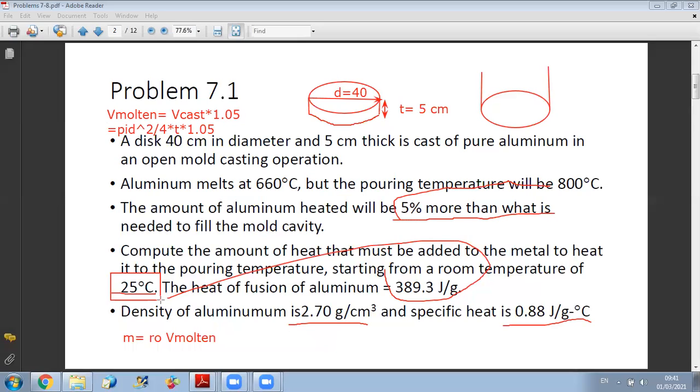So in the melting process, we have several steps. First we should increase the temperature from 25 to the melting temperature. So as a first step, I should increase the temperature from 25 to 660. Once I reach the melting temperature, I will have a change of phase from a solid to liquid. So in this phase, heat will be supplied to aluminum in which form?